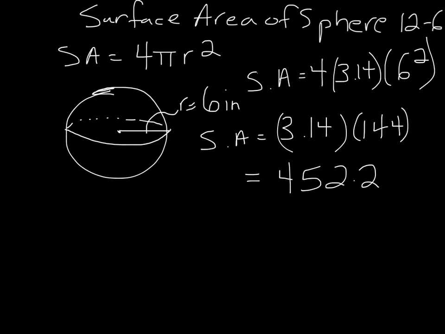And so the surface area is 452.2 square inches. Okay, again, this is the surface area. This is the outside of the sphere, not the volume. We're going to do the volume next here. Okay, so 4 pi r squared is the surface area.